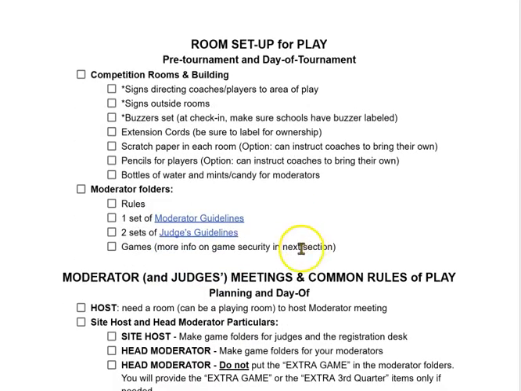Room set up for play. So this is pre-tournament and day of tournament. Again, you've got those signs there. You've got the buzzers at the check-in area. Extension cords. You might want to make sure that you always bring some masking tape and a Sharpie or something like that, so you can write on them. If people bring extension cords, make sure you label them. If they're your own extension cords, make sure you label them that they belong to you or the school.